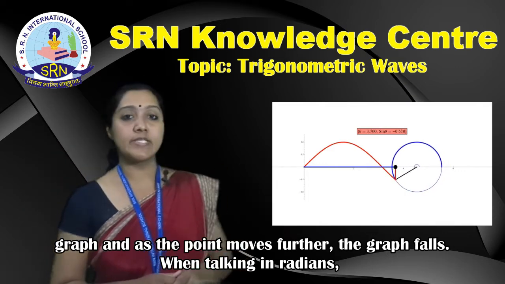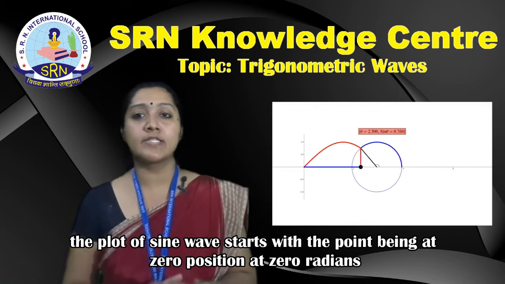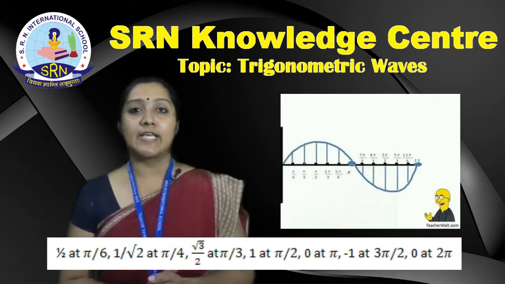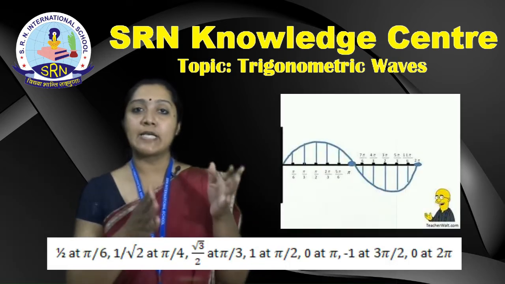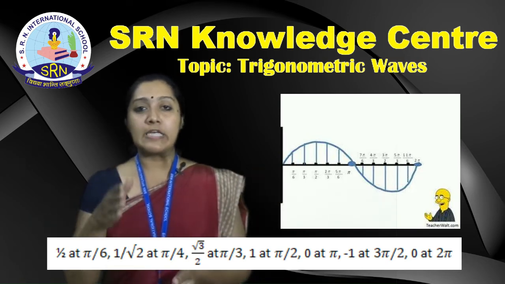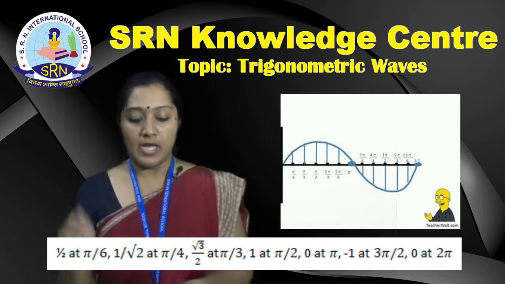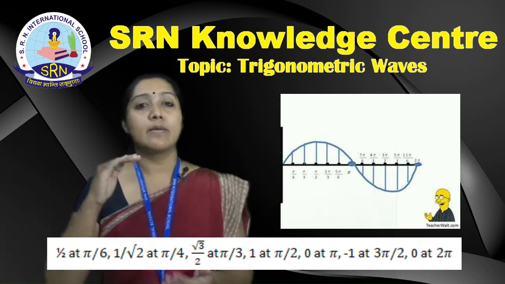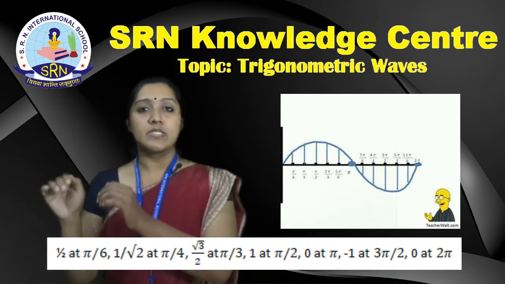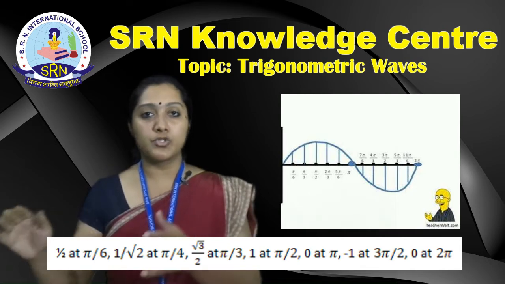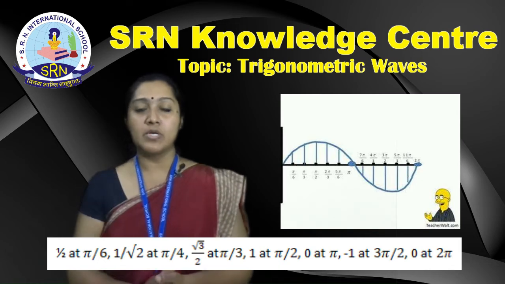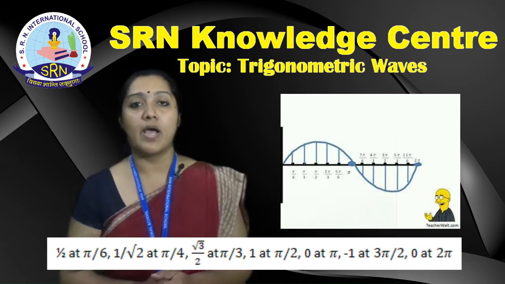When talking in radians, the plot of the sine wave starts with the point being at 0 position at 0 radians. Then it takes the value 1/2 at pi by 6, 1 by root 2 at pi by 4. Then it takes the value root 3 by 2 at pi by 3. It takes the maximum value, that is 1, at pi by 2. And then it takes the value 0. Then it goes to minus 1, that is the minimum value, at 3 pi by 2. And then it again takes the value 0 at 2 pi.